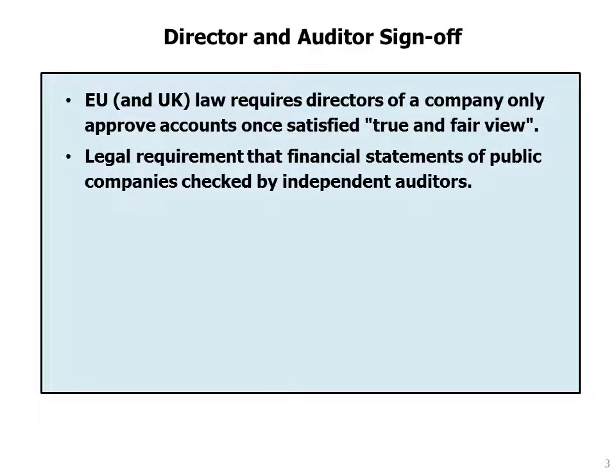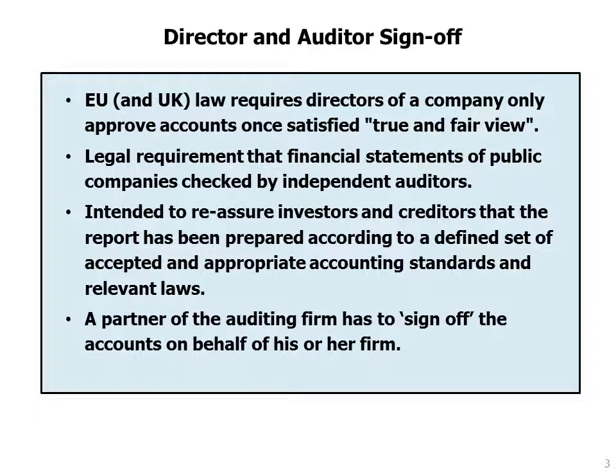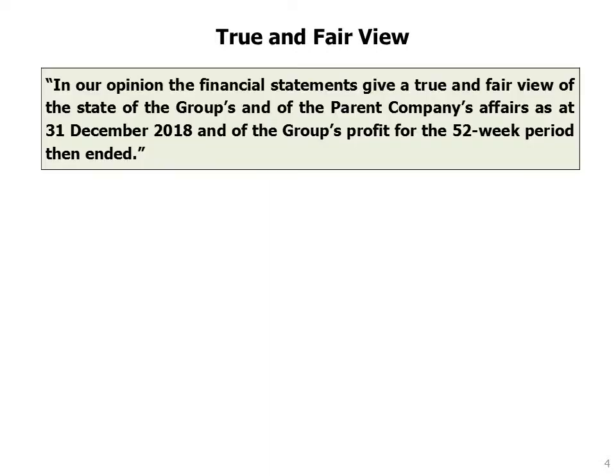So, director and auditor sign-off. EU and UK law requires that the directors of a company only approve accounts once they are satisfied that they give a true and fair view. It is a legal requirement in all reputable jurisdictions that the financial statements of public companies are checked by independent auditors. The independent auditor's report is intended to reassure investors and creditors that the report has been prepared according to a defined set of accepted and appropriate accounting standards and relevant laws. A partner of the auditing firm has to sign off the accounts on behalf of his or her firm. And provided everything is in order, there will be a statement along the following lines.